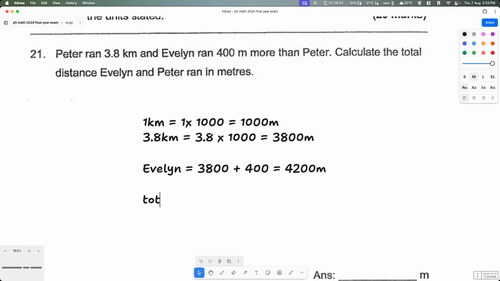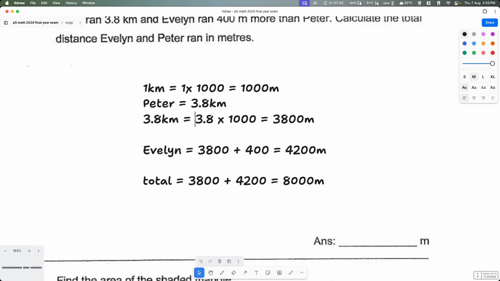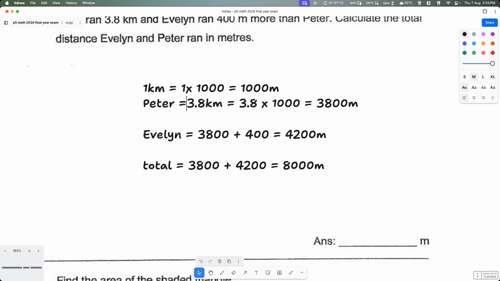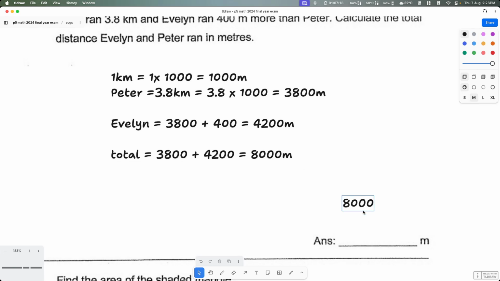So the total is equal to 3800 plus 4200, so 8000 meters in this case. Peter is equal to 3.8 kilometers, which is the same as 3800 meters. So this is 8000. Let's move on to the next question.